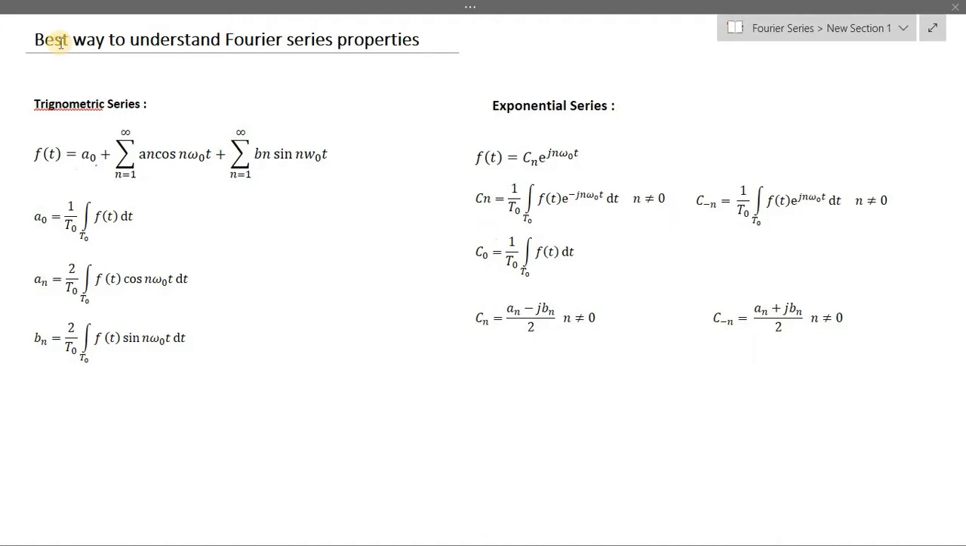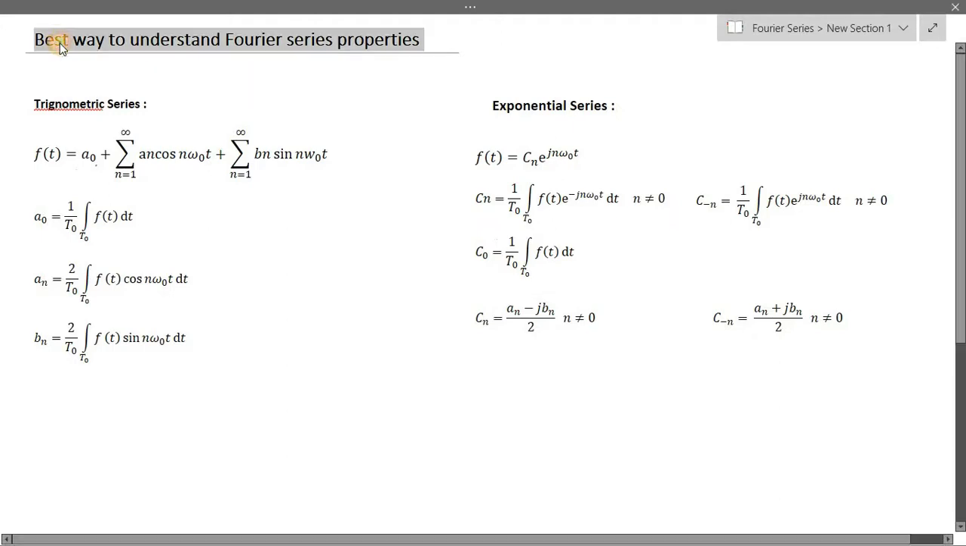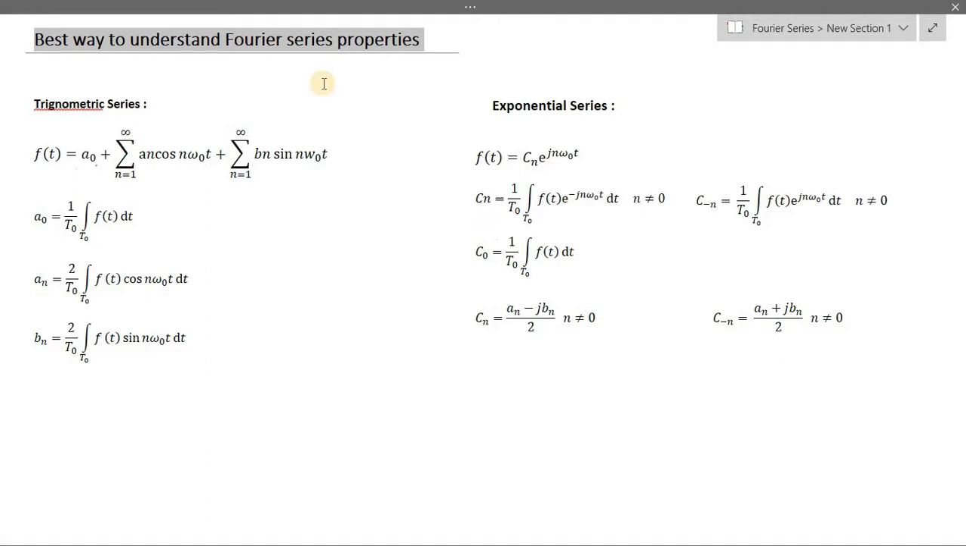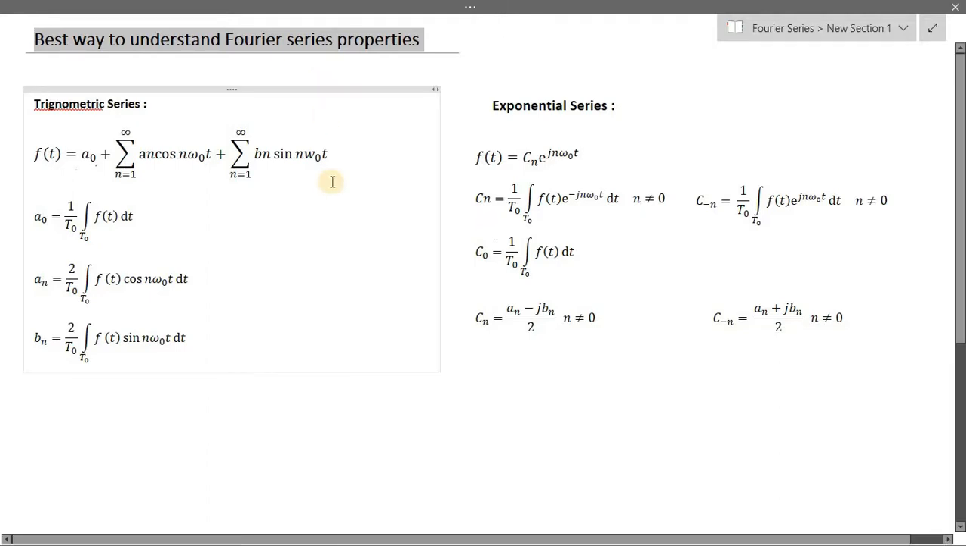Today we are not going to see the trick, we are going to see the best way to understand the Fourier series properties. Why have I selected this topic? Because the further tricks that I'm going to show you in Fourier series depend on these topics. So it's always better to understand these properties first and then move to the tricks.